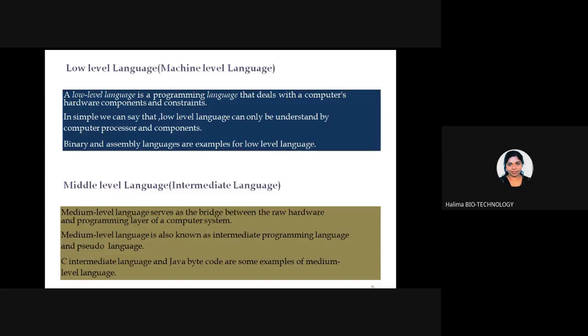It's not used much, right? So this serves as a bridge between the raw hardware and the programming layer of a computer system. Medium level language is also known as the intermediate programming language and pseudo language, with sentence-like language. C intermediate, this is not the C you're using now. Okay, and Java bytecode are some examples. When they started with programming languages, they were called C intermediate language. So this is not at all the C you are using now. What we are using now is always a high level language.